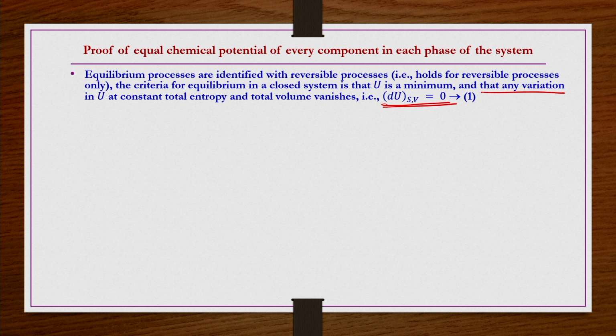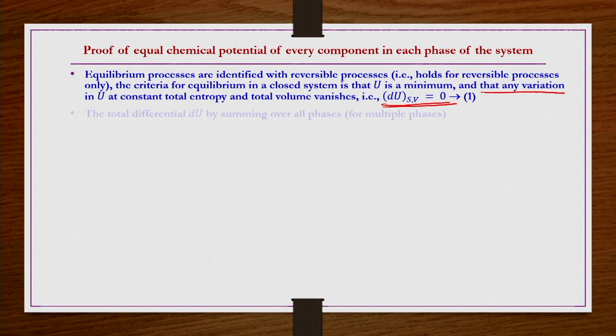So, this is true for a closed system. What you have, dU at constant S, V should be equal to 0 for a reversible process. If the process in the closed system is reversible, then dU at constant entropy and constant volume should be 0. That means there will not be any change in internal energy of the system. This also we have discussed, we derived this relation in the previous lecture.